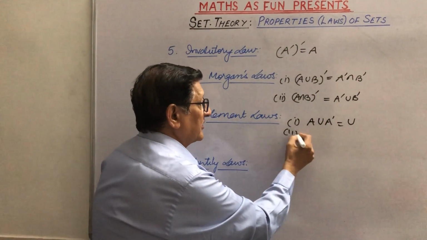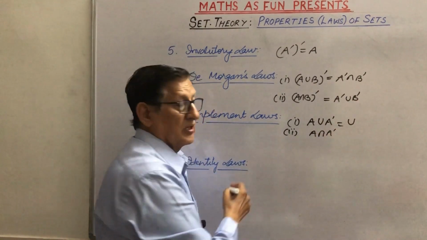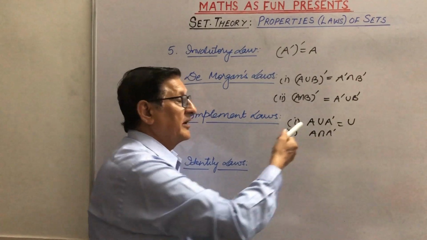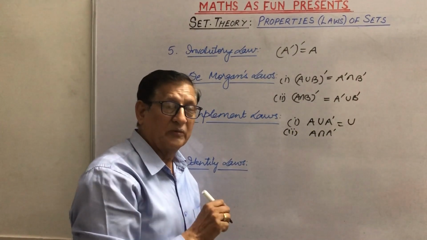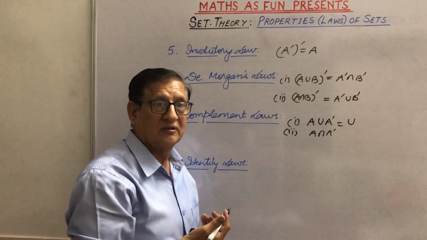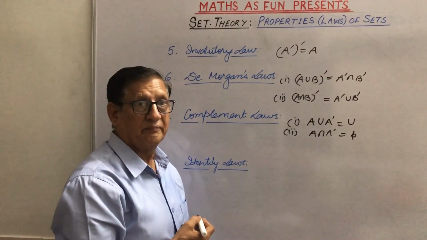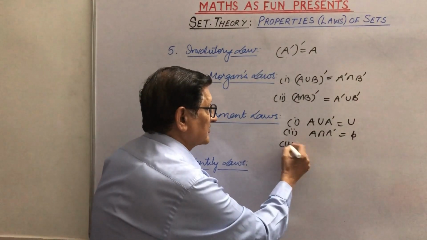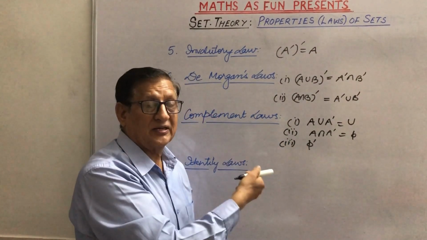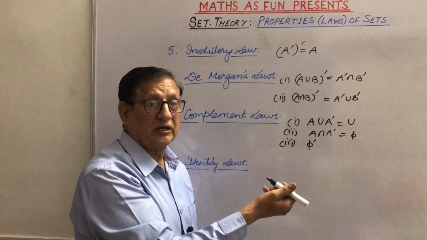Second we have here is A intersection A dash. We can understand that A intersection A dash means A and A dash having any common elements, but there are no common elements in A and A dash, and that's why it is equal to phi. The third law here is phi dash, the complement of empty set. Empty set means not containing any element.